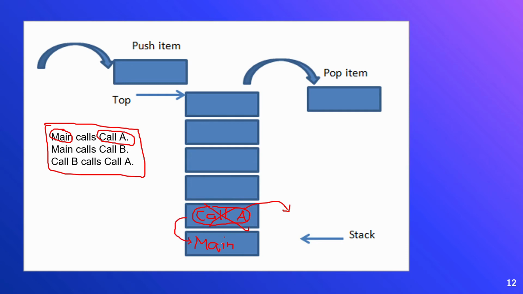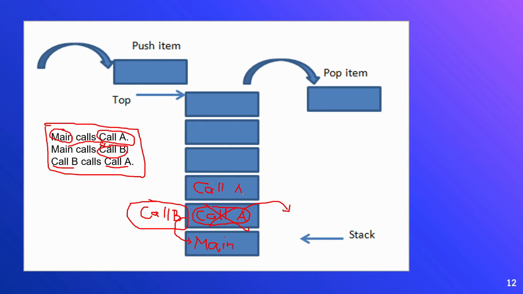As the machine continues to read main, it sees another instance of a call. So it's call B. An activation record will be created for call B. Then while reading call B, it sees an instance of a call A. So we make another activation record for call A.